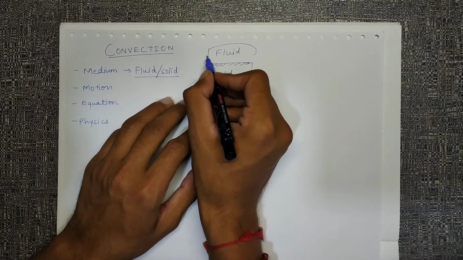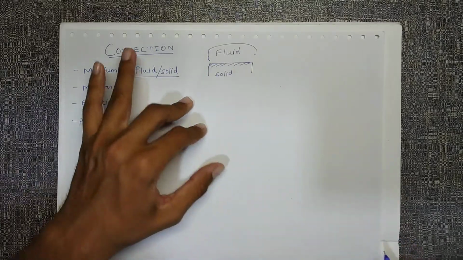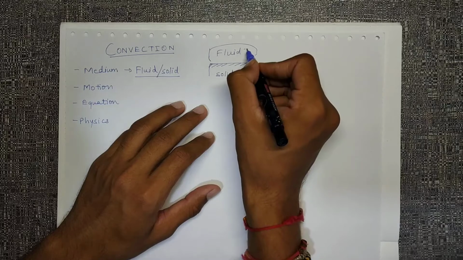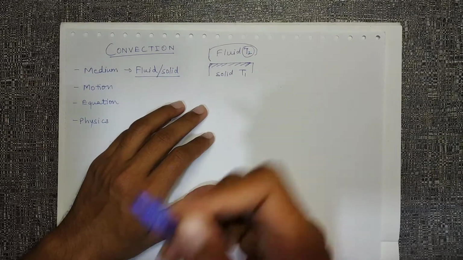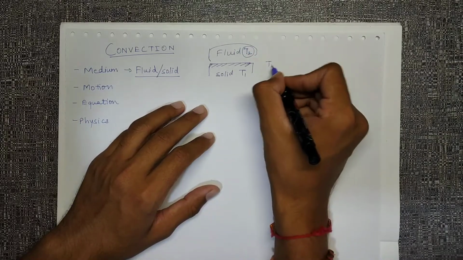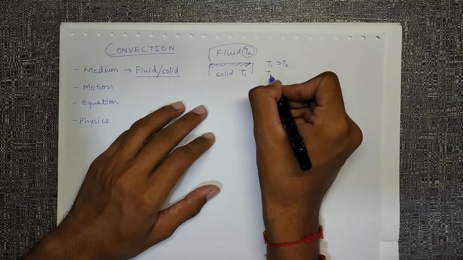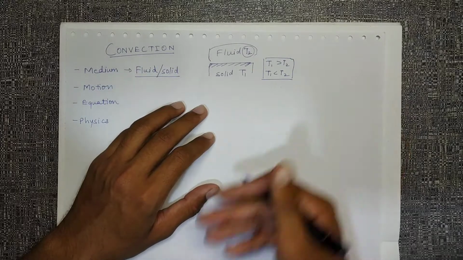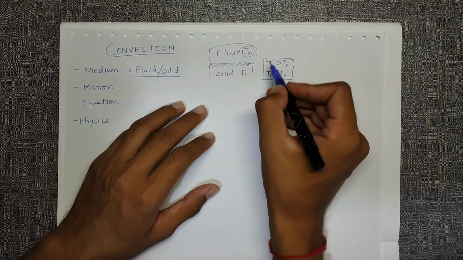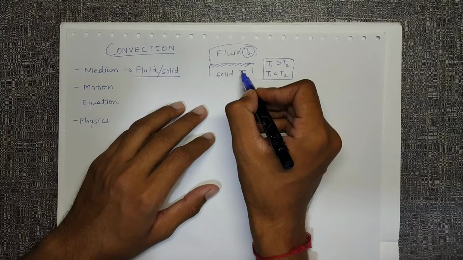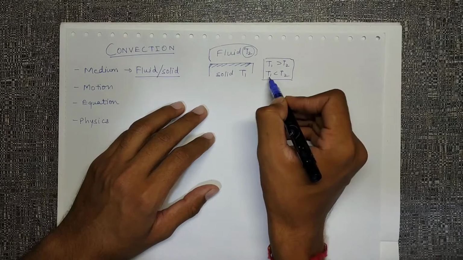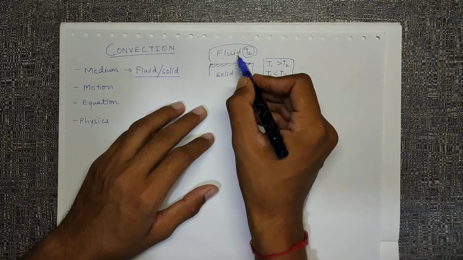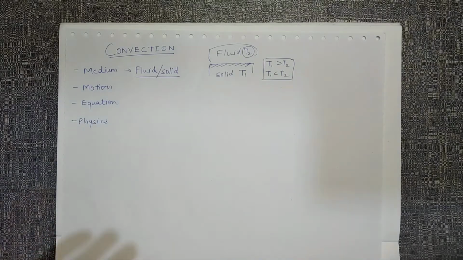This combined is the requirement for convection: we have a solid which has some temperature T1, and a fluid which has some temperature T2. That temperature T2 may be higher or lower, that doesn't matter. T1 can be higher than T2, or T1 can be lower than T2. This difference will only change the direction in which the heat transfer will occur. If T1 is higher than T2, the heat will flow from solid to fluid, or if T1 is less than T2, the solid will gain heat from the fluid. That's the difference.